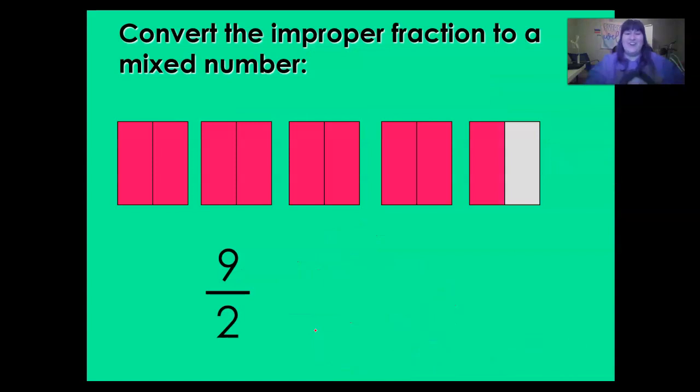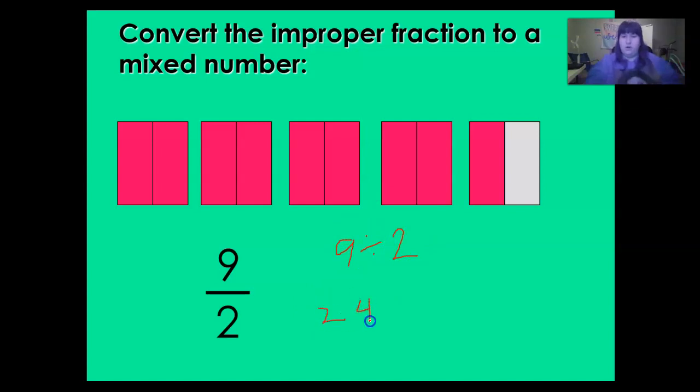Were we right? 2 2/3. All right, 9/2. Try this one on your own. Numerator divided by the denominator. Your remainder is your numerator. All right, so 9 divided by 2 is what you're trying to solve. How many groups of 2 can you make with 9?